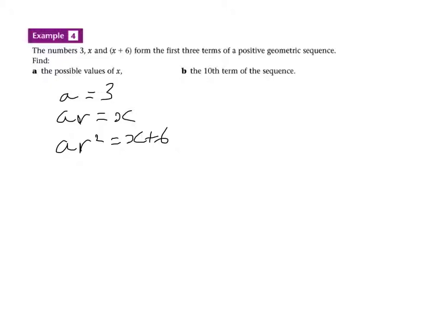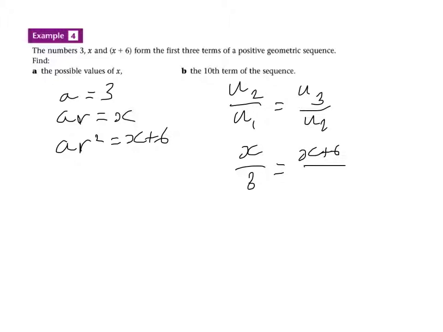Now the way to solve this question is to think, well, the common ratio is defined as the second term divided by the first term, and that would have to be the same as the third term divided by the second term. So in other words, u2 divided by u1 must equal u3 divided by u2, because they both equal the common ratio. So if we take u2, which is x, divide it by our first term, which is 3, and then take u3, which is x plus 6, and divide that by u2, which is x, we can now rearrange this and get ourselves a nice simple quadratic.